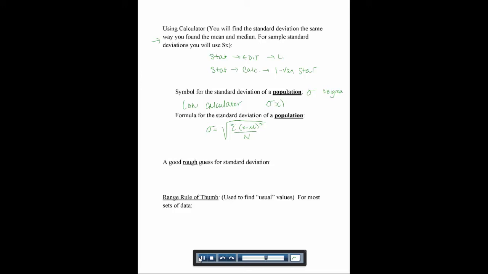Now, a good rough guess, if you were on a deserted island and you needed to find a standard deviation, or you just want to kind of guess in your head. A rough guess, and this is really the best guess if it happened to be a nice bell curve, is taking the range. Remember that was the maximum minus the minimum value, and dividing it by 4. I'm not really sure why this works, but it just gives you a good rough guess.